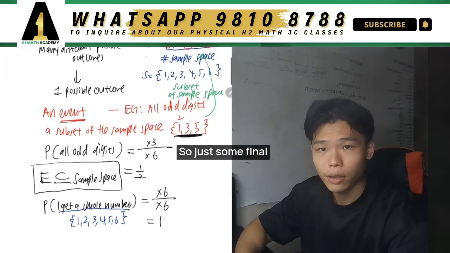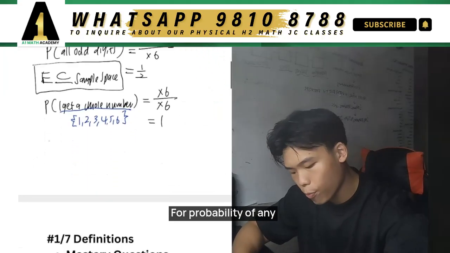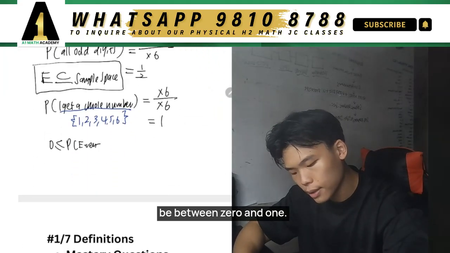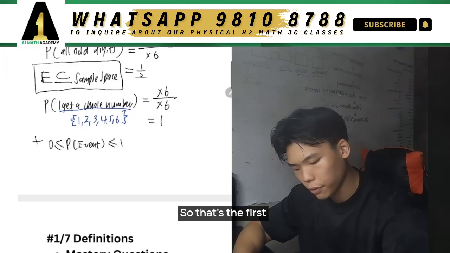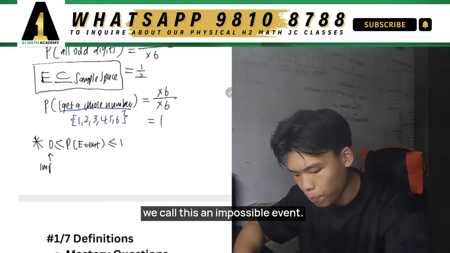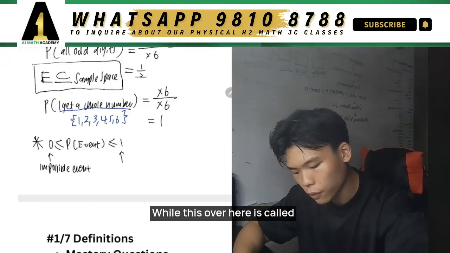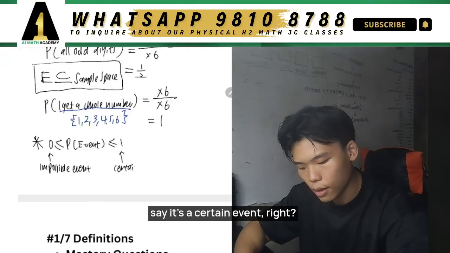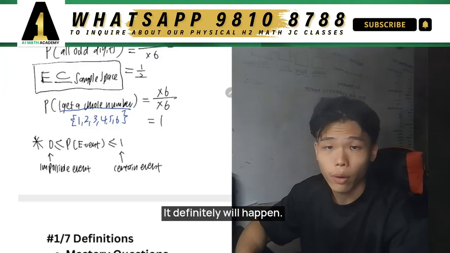Just some final recap over here. The probability of any event will always be between 0 and 1. That's the first most important thing. If the probability is 0, we call this an impossible event, while a probability of 1 is called a definite event, or a certain event. It definitely will happen.